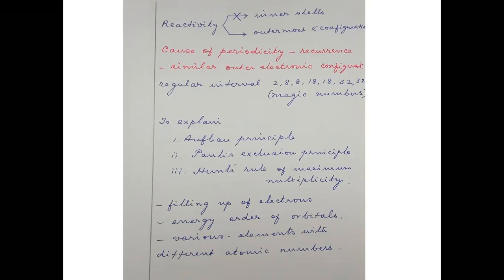So during a chemical reaction, there is electron transfer, electron gaining or electron sharing. All these things take place only in the outermost electronic configuration, whereas the inner shells are always kept intact. There is not much change in the inner shell.